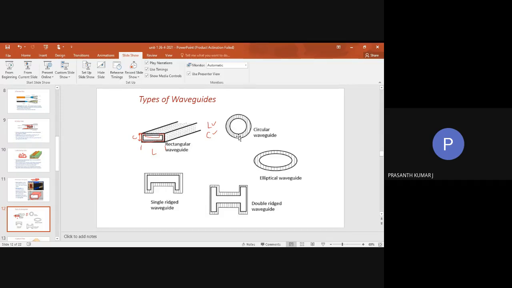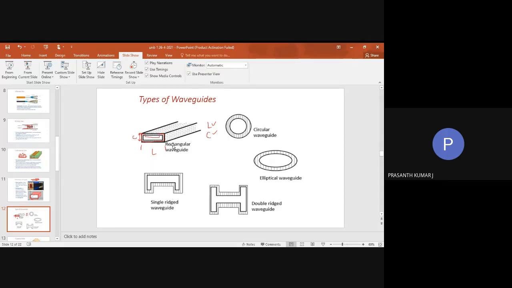You know, in our home we have tube light. So tube light is similar to a circular waveguide. And rectangular waveguide, it is having a rectangular cross section. Ellipse. If the shape is like an ellipse, we call it as elliptical waveguide. And these two are rigid and double rigid waveguides. So what is the use of these rigid and double rigid waveguides?